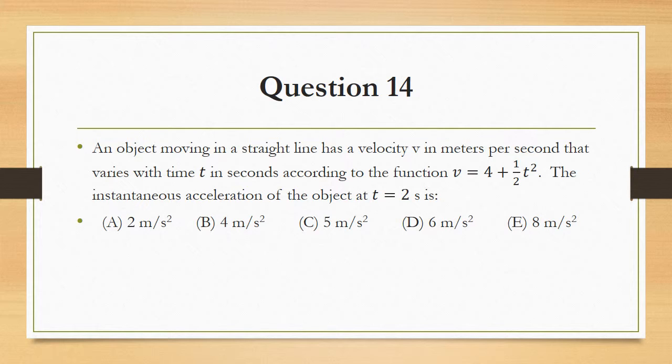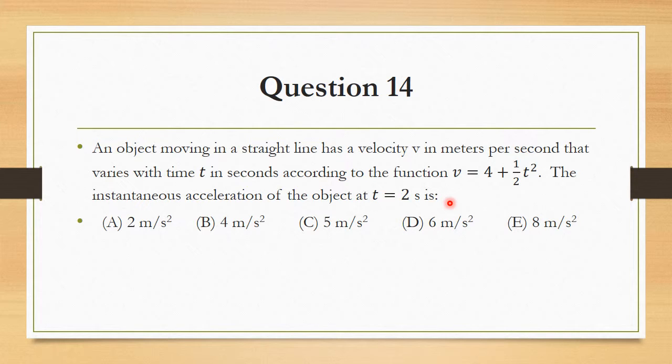Video number 14. Here we're looking at an object that moves in a straight line, so we can restrict our analysis to one-dimensional motion. It has some velocity that changes as a function of time. So the function is 4 plus 1/2 t squared, and we want to know the acceleration at the instant t equals 2 seconds. This could not possibly be a more straightforward question. This is the easiest question on the test, probably, if you know how to do it anyway.